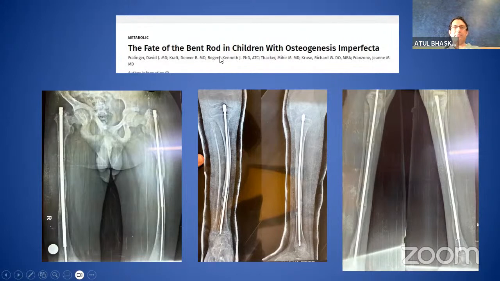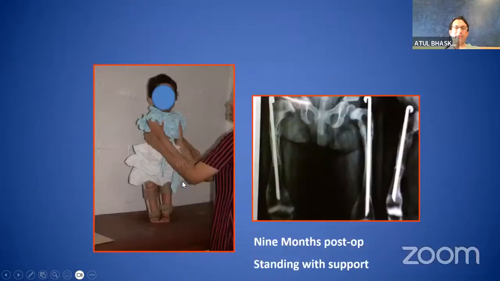So there have been papers published from DuPont. Once the rods stop bending, you may have to then revise it. So if there's slight bending, you can still continue to follow up as long as they're not failing.